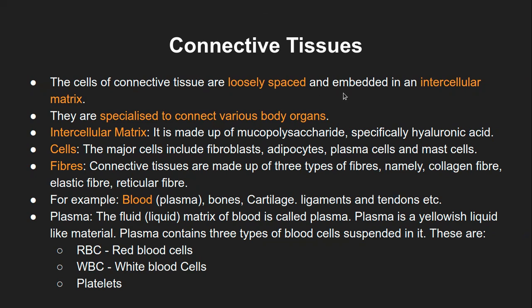And the most important function of this connective tissue is that they are specialized to connect various body organs. Connect various body organs in the sense that even our body is like a bag of organs. The organs are kept in place, one after another, but they are also connected to each other with certain tissue-like material, and that is called the connective tissue.